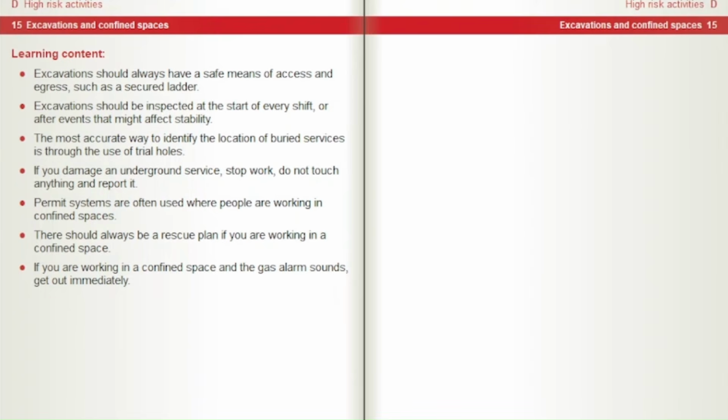Permit systems are often used where people are working in confined spaces. There should always be a rescue plan if you are working in a confined space. If you are working in a confined space and the gas alarm sounds, get out immediately.